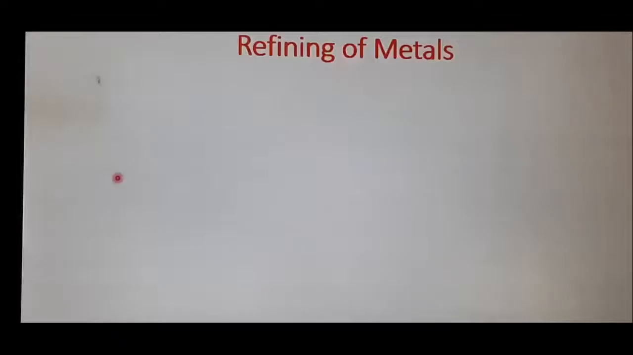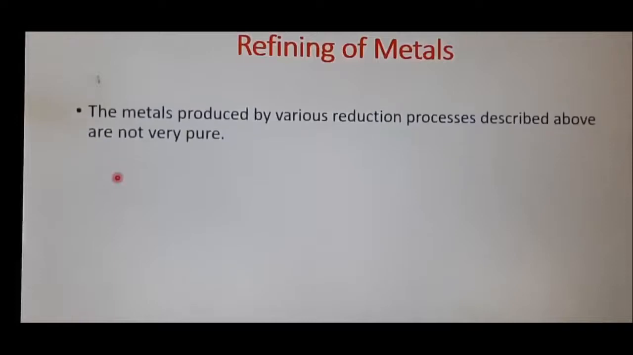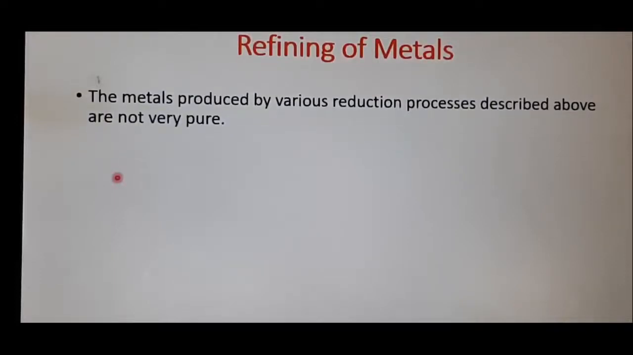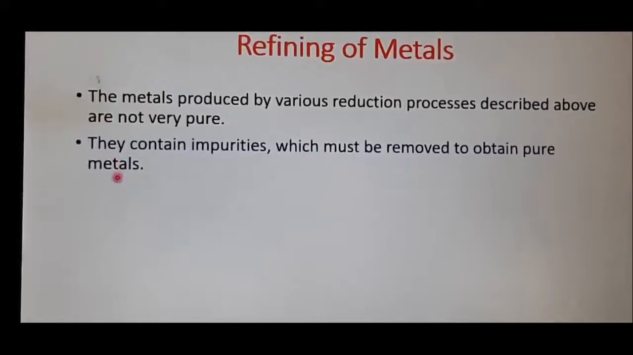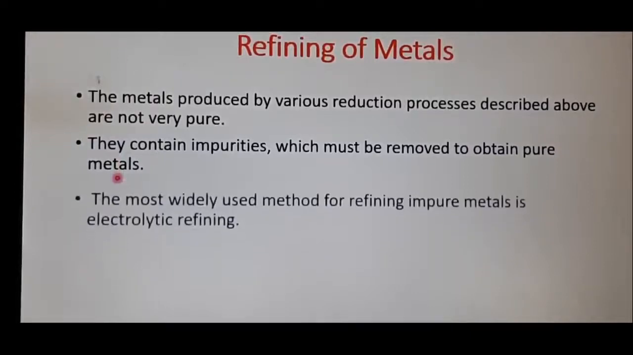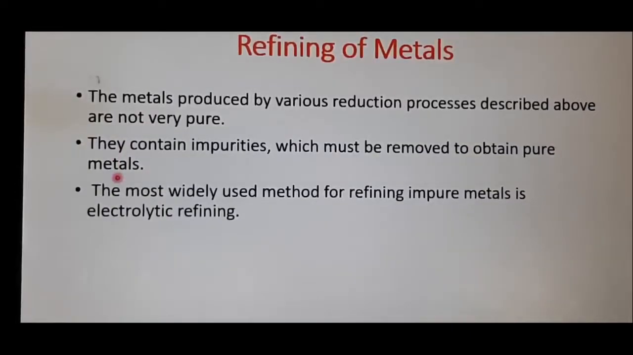Now let's do refining of metals. We have already learned how metals of different categories are extracted. Now let's understand what refining is. The metals which we have produced by various reduction processes are not very pure. They contain impurities, and these impurities must be removed to obtain pure metals.